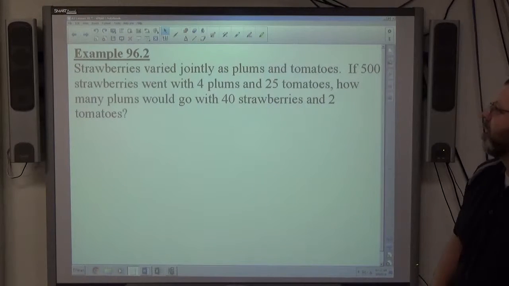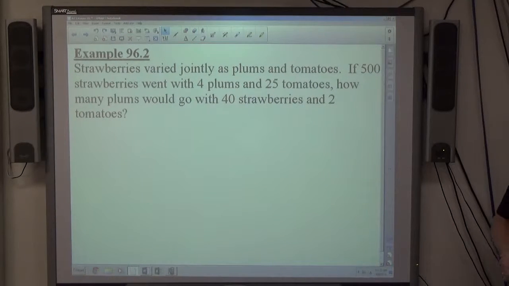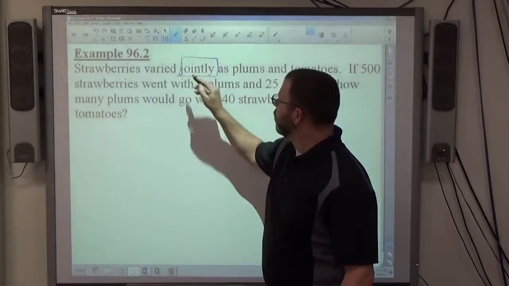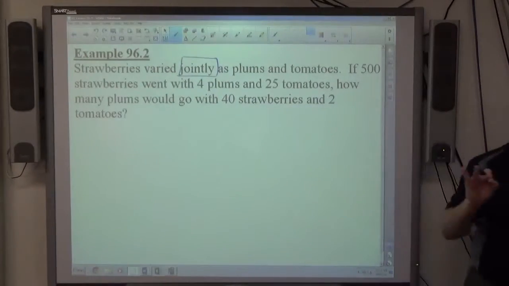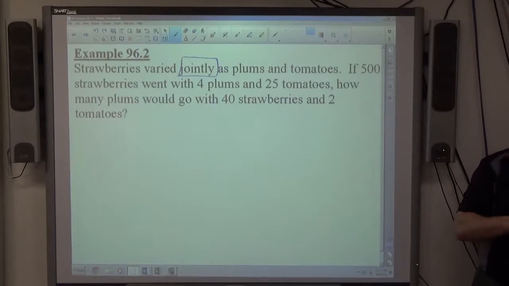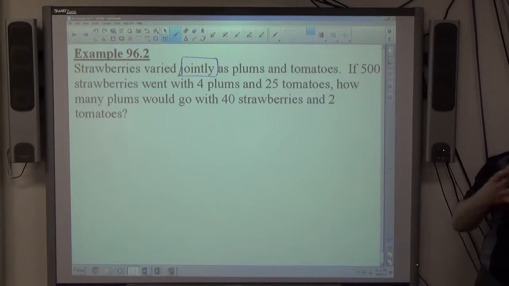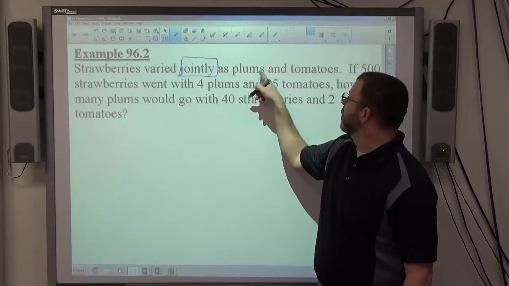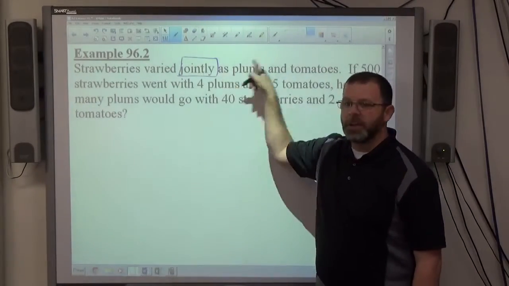Example 2. Strawberries vary jointly as plums and tomatoes. Okay, now, jointly is a new one. Jointly is a fancy way of saying directly as more than one thing. So when you see jointly, it just means a direct variation with multiple things. So instead of saying strawberries vary directly as plums and directly as tomatoes, it's jointly as both.